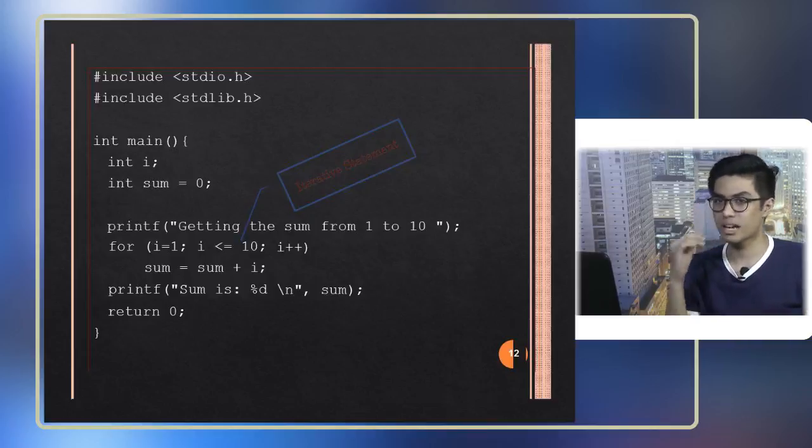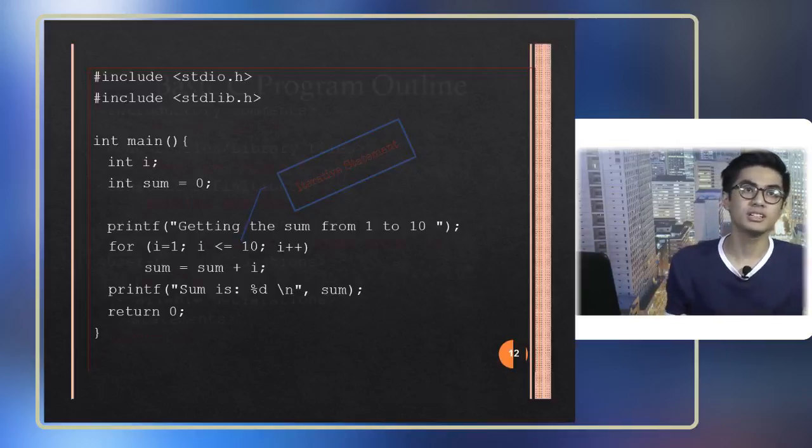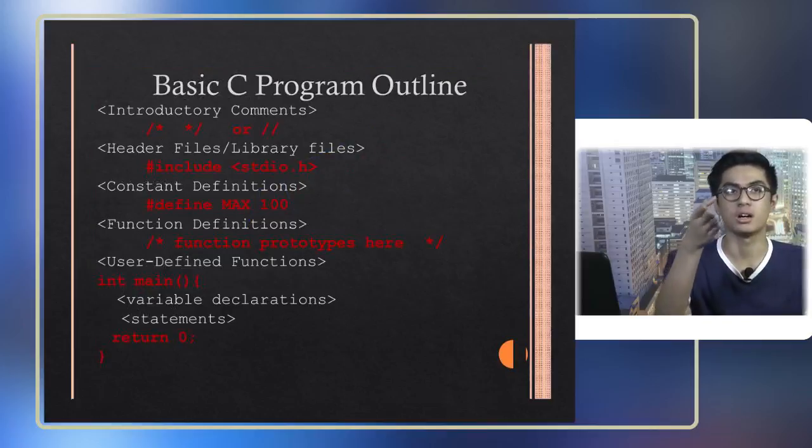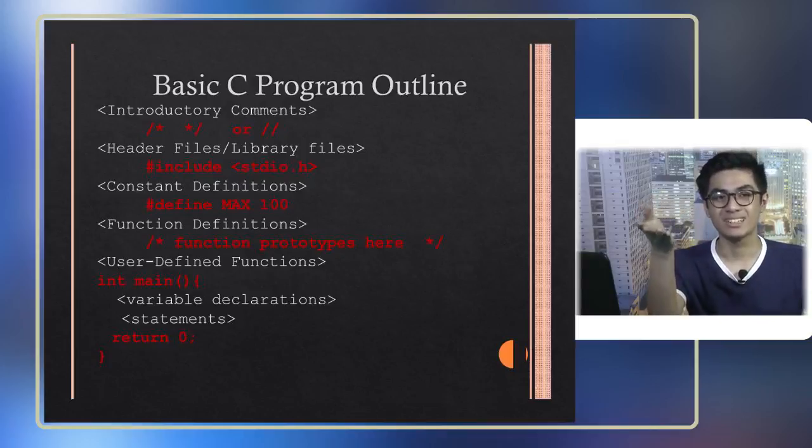Okay, so now let's move back to our slides. Here we have a basic C program outline. Here we have the introductory comments. Comments are used in order to remove a certain line from the program itself. We could do this by using two slashes or using a slash asterisk and asterisk slash.